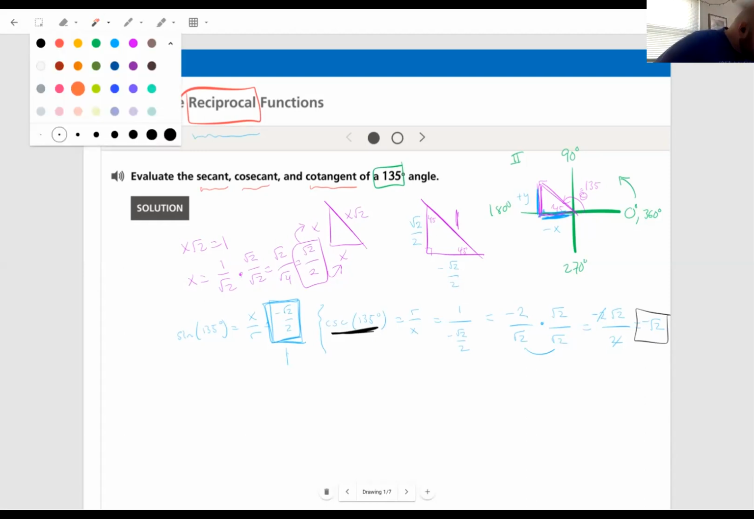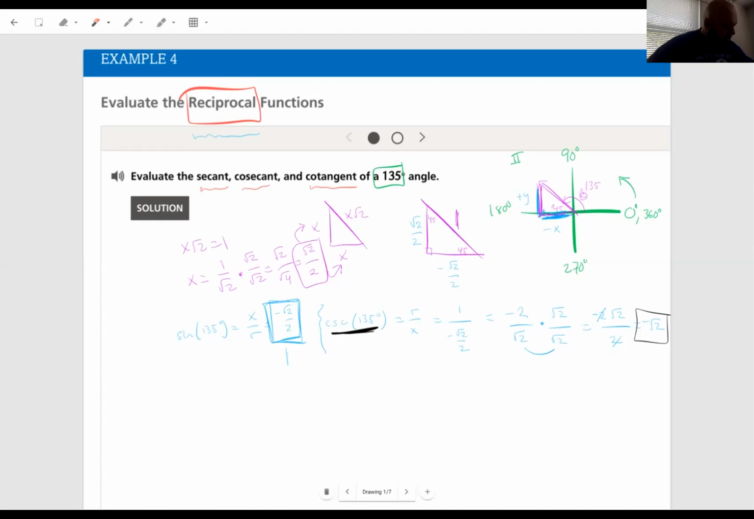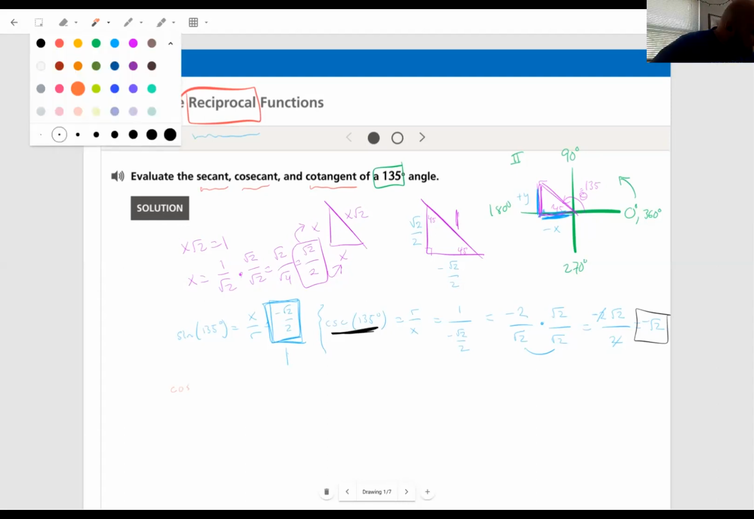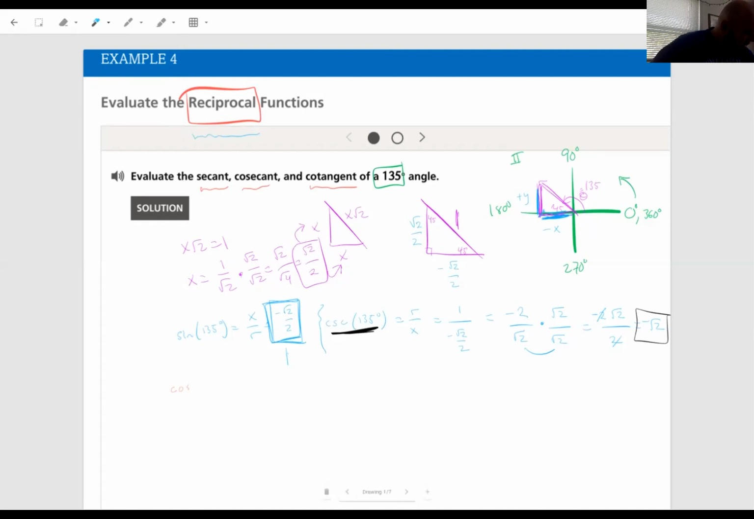Let's go with actual orange. So I know that cosine, oh man, I totally messed this up. I wonder if any of you guys caught it. Sine, I just said, was x over r. Sine's not x over r, sine's y over r. Oh man, bunch of mistakes in here. The y value is positive.